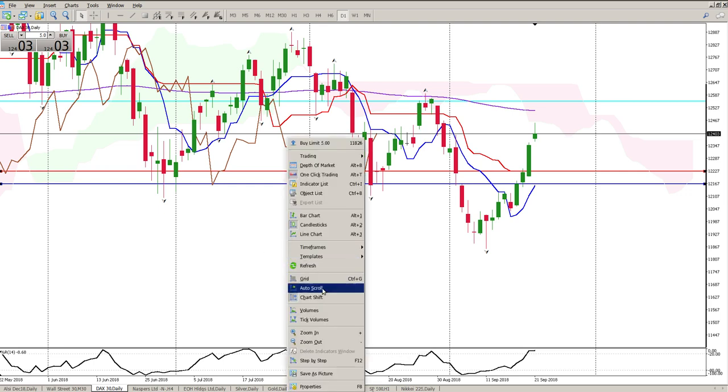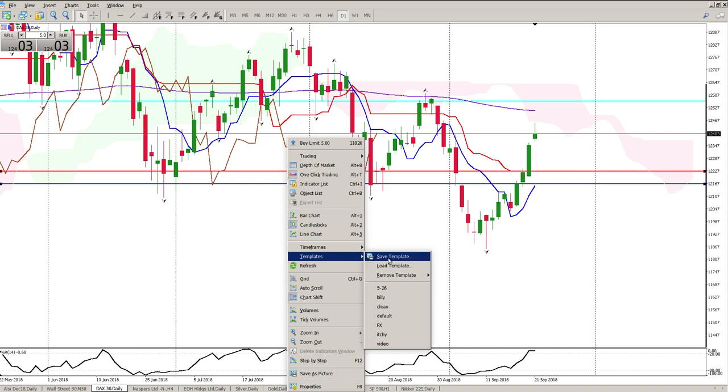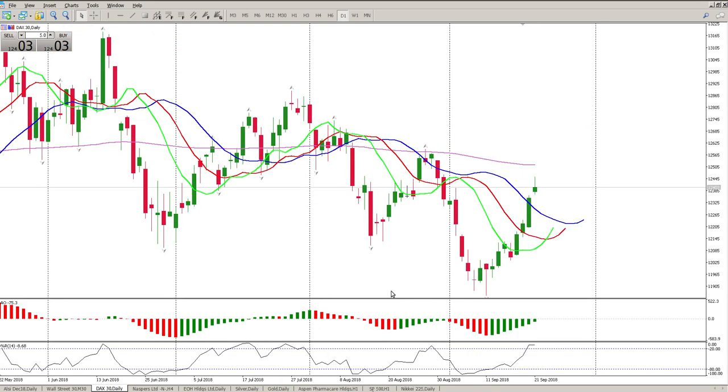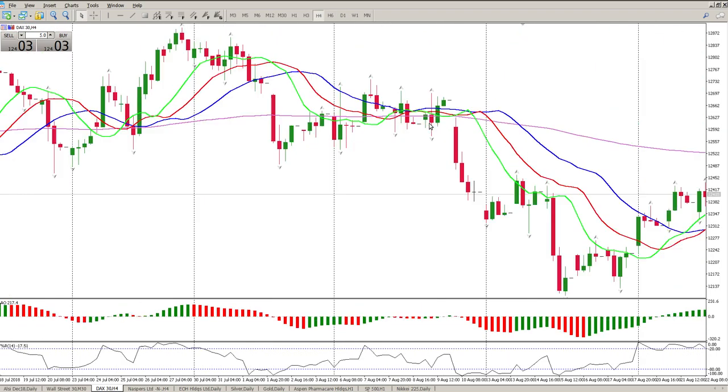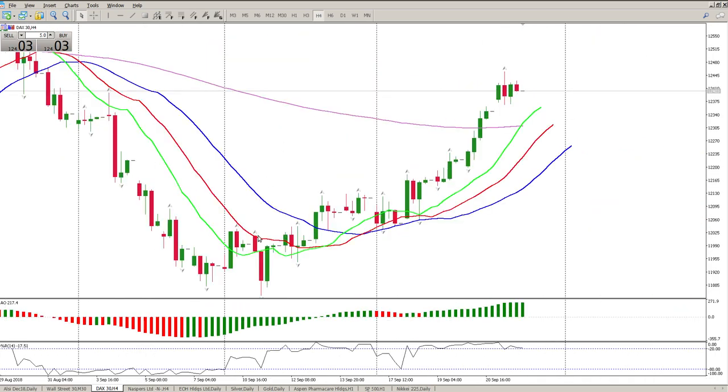Okay, so that's my take on this. As I say, I'm looking for a pullback, and then I'm looking for a reason to get long. That's pretty much what it boils down to. And I do anticipate that we are busy with a potential trend change, and you can see it on the 4 hour. So I really want to see us pull back, consolidate, and then allow us to move back to the upside.